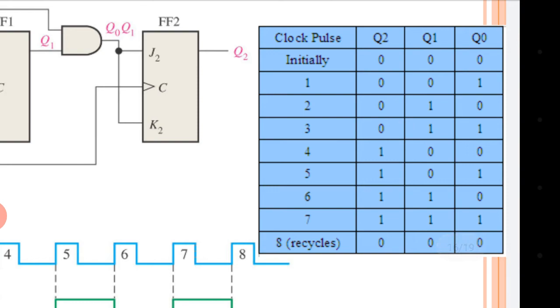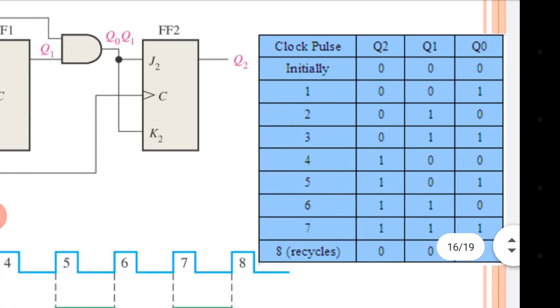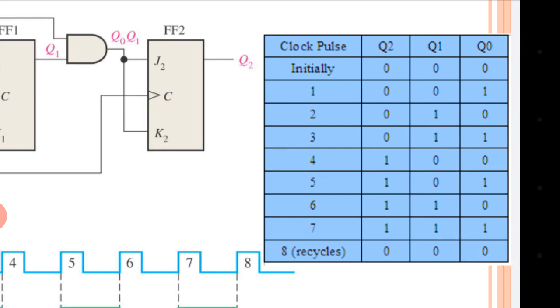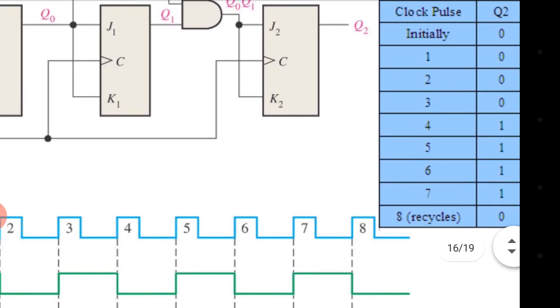Observe this Q2. When will Q2 toggle? Q2 will toggle when the least significant 2 bits are 1, that is Q1 and Q0 are 1 1. At that time only Q2 will toggle. Observe it carefully. That's why an AND gate is used and the inputs are given as Q1 and Q0. So its output will be 1 only when both inputs are 1. So only when Q1 and Q0 are 1 1, its output will be 1 and J2 and K2 will become 1 1 and it will toggle. So this is how the circuit will work.